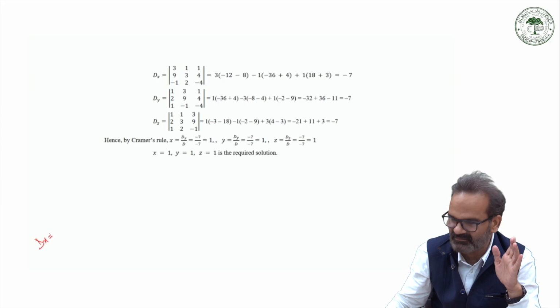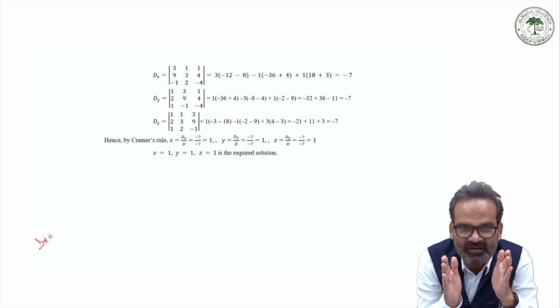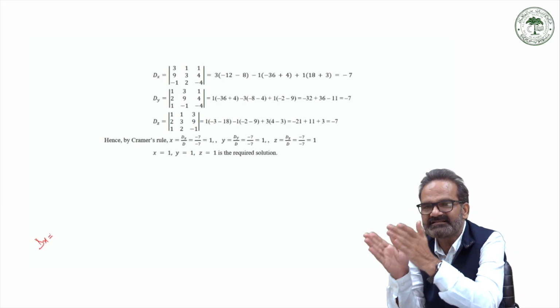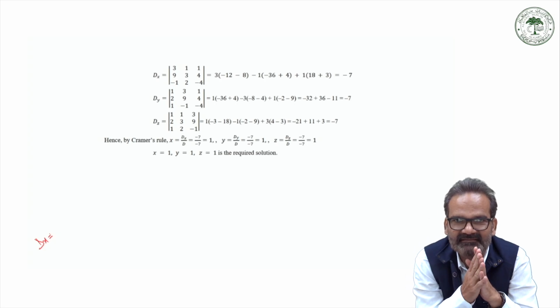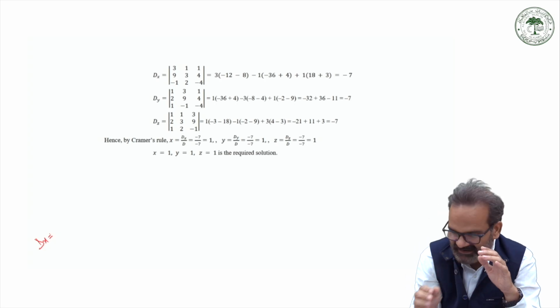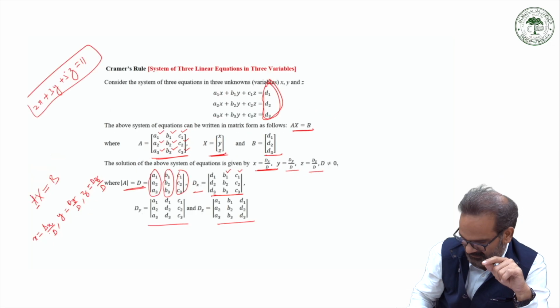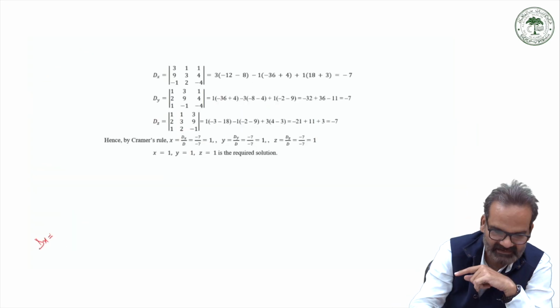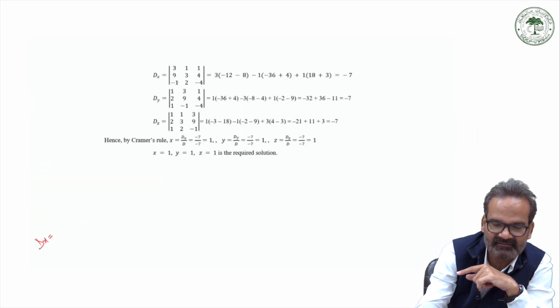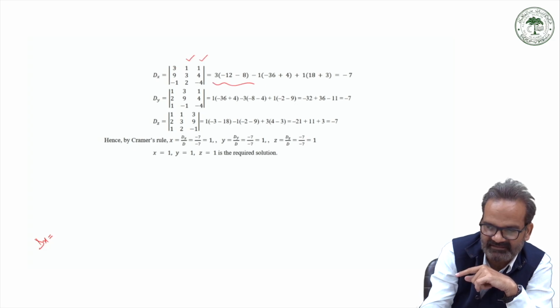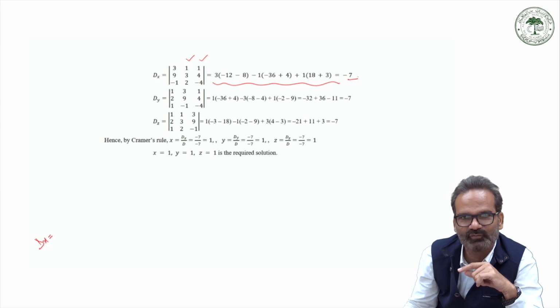To determine Dx, the first column of D should be replaced by the entries at the right hand side of the given equation. See here, the entries at the right hand side of the equation are what? 3, 9, 7. So the first column of D should be replaced by 3, 9 and 7. See here, Dx is 3, 9 and minus 1. Second column as it is, third column as it is. Now simplify it. You will get this is again coming out to be 7.